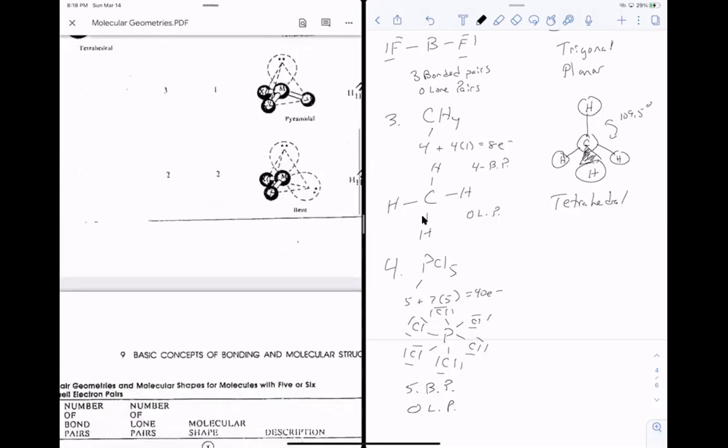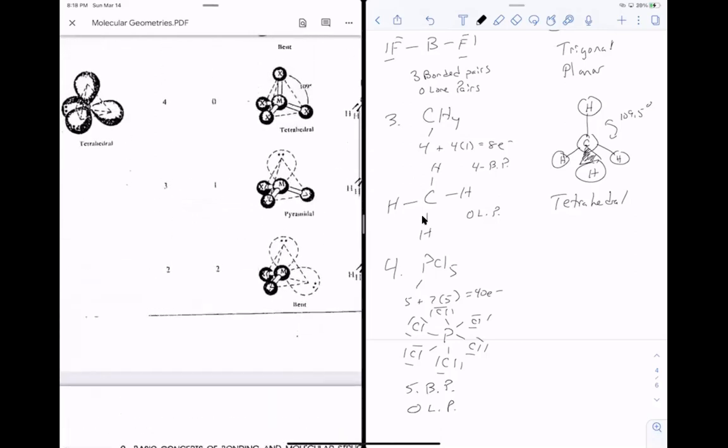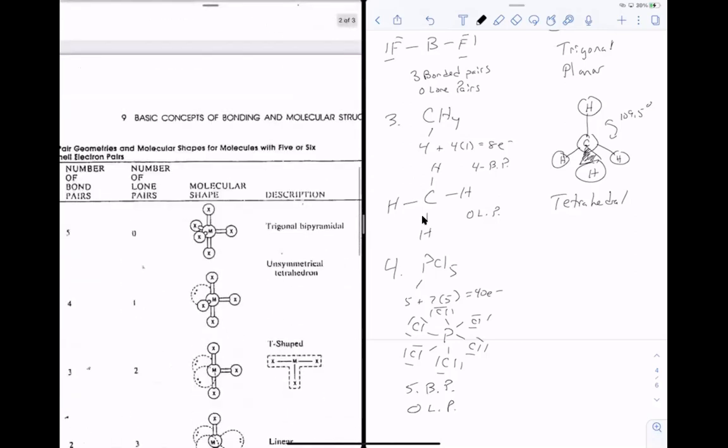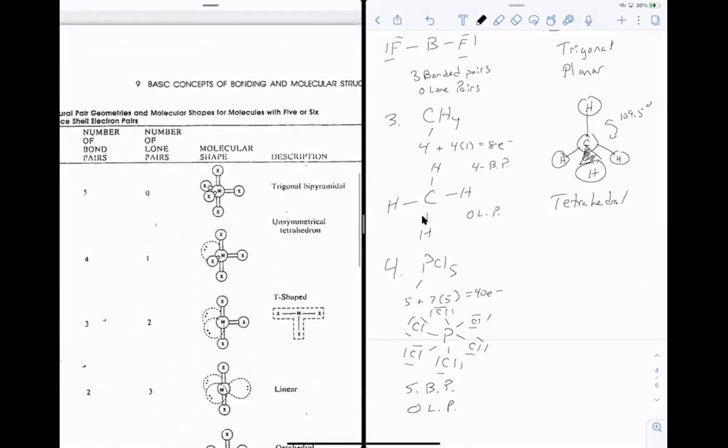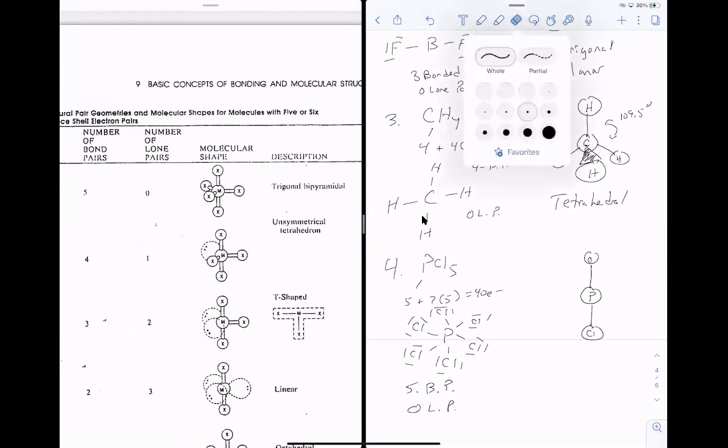I go down and I look for 5 bonded pairs and no lone pairs. Got to go to the next page to find that, and you'll see it right here. 5, 0 is trigonal bipyramidal. When we do that, we have to draw 2 planes. So here's P, there's Cl, and there's Cl. Oh, that didn't look like a Cl at all.